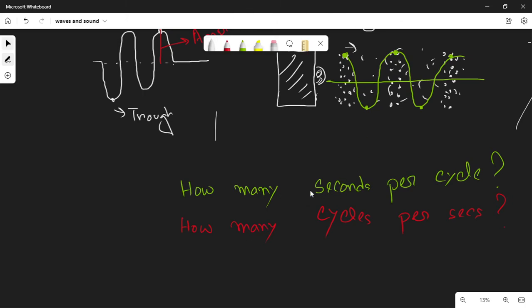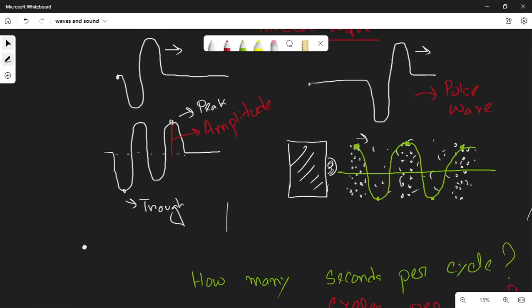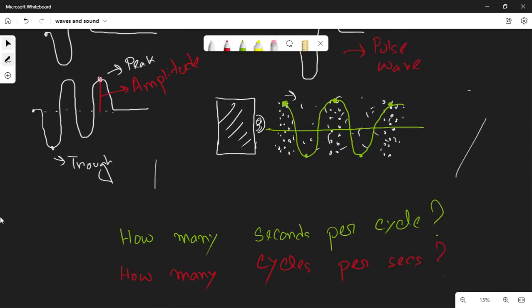So the first question is how many seconds per cycle. So after each cycle, that means each time I did it up, down, and then back again in its original position, what's the time required? So how many seconds does it take per each cycle? Well, that's just the period. That's just the time interval, and it's denoted with a T. The unit is seconds.